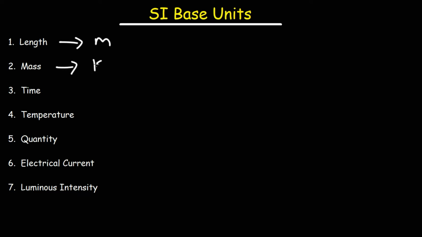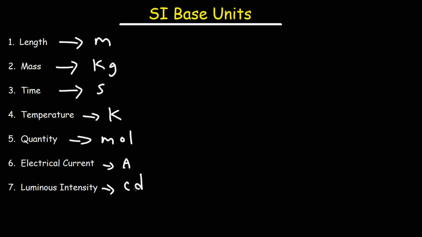For mass, it's the kilogram. The standard unit for time is the second. For temperature, it's Kelvin. For quantity, it's the mole. For electrical current, it's the amps. And for luminous intensity, it's candela or CD.